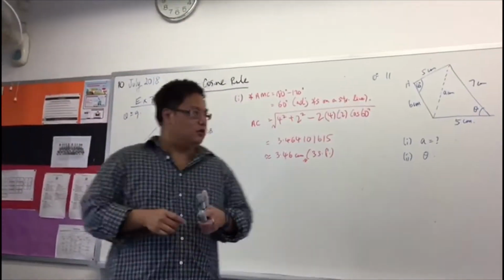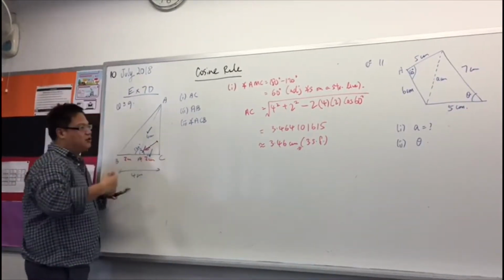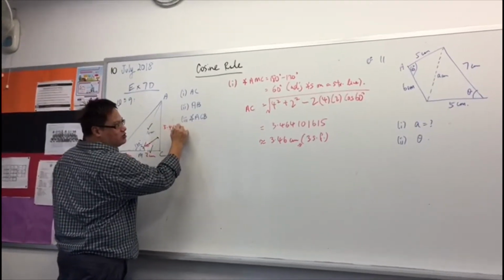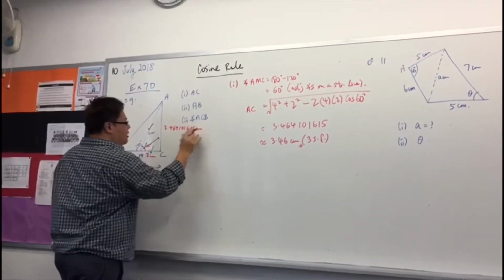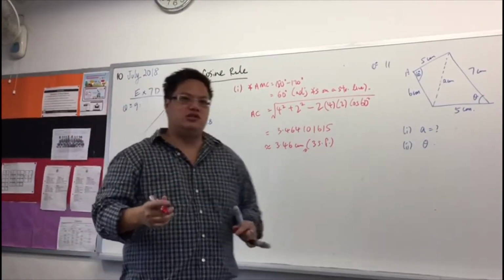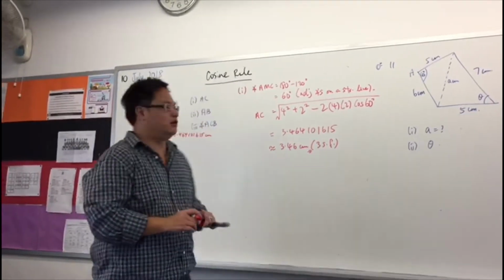So for part 2, I found AC already. If I'm a good student, what I do is I'll write this down: 3.464101615 cm. Write down information in your diagram. You must visualize it because I always teach it: if you can see it, you can do it. Correct or not?